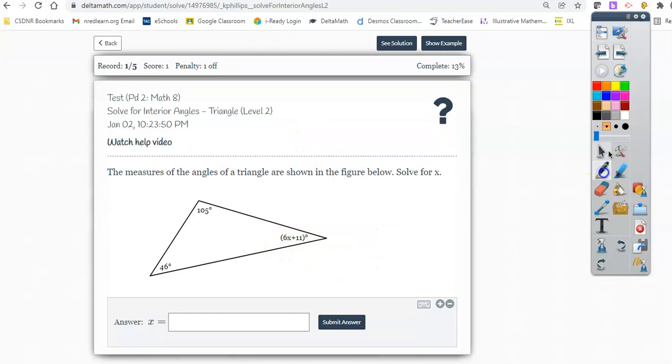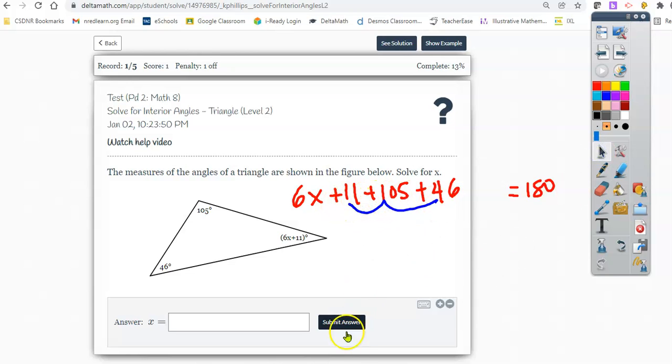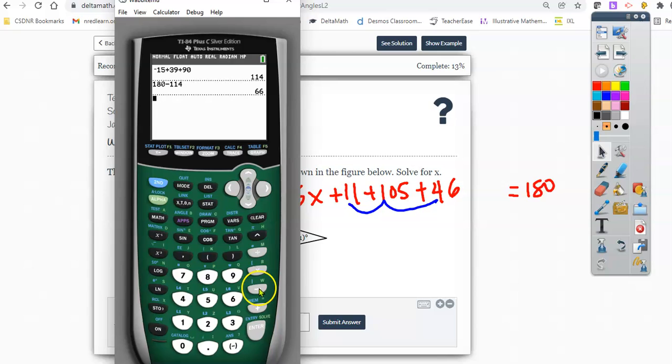Again, write your algebraic expression that all 3 of these angles have a sum of 180. The first one is 6x plus 11, then you have 105, then you have 46. Again, it's easiest to combine these like terms first by using your calculator. This time they're all positive. Plus 11, plus 105, plus 46. So 11 plus 105 plus 46 is 162. So 6x plus 162 equals 180.